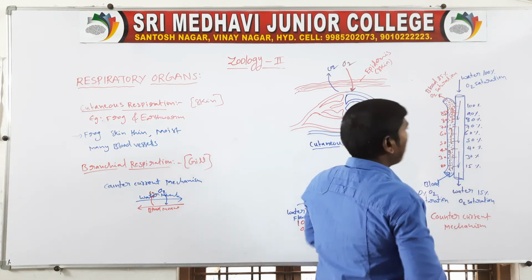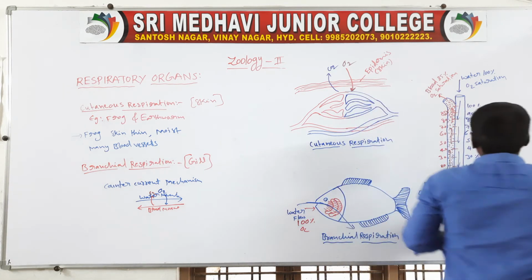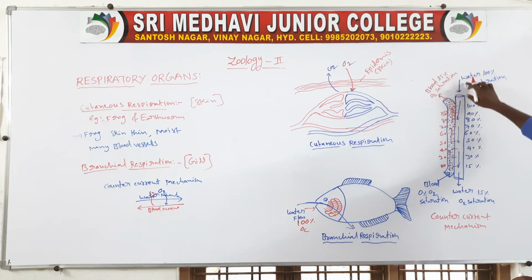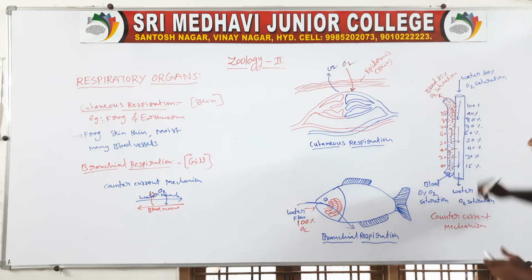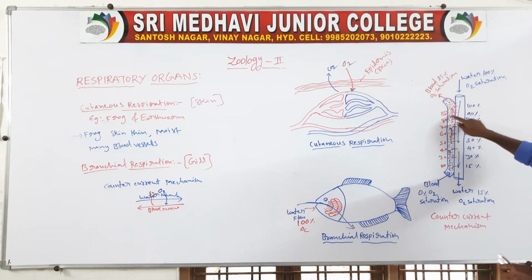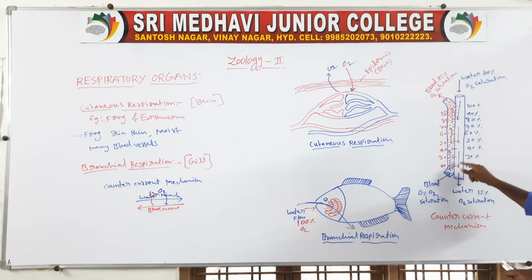So they are in the opposite direction. Water is coming from this side, and the blood flows in the opposite direction. Water enters from the mouth to the gills. So the water has 100% saturation. These are the blood vessels of the gills, for the absorption of the O2.